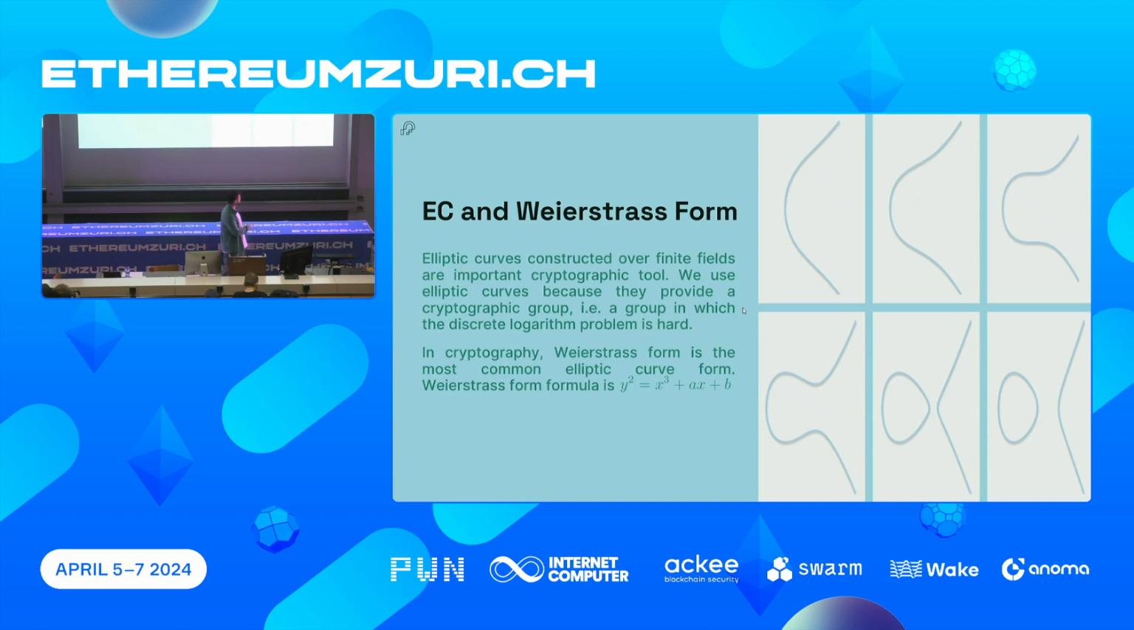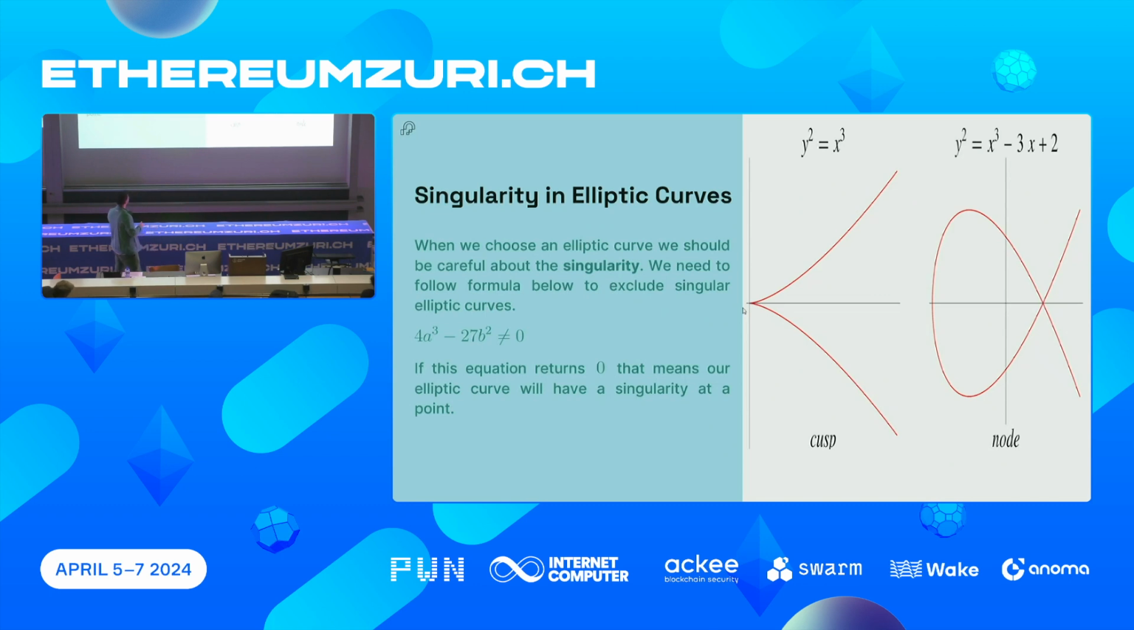So Weierstrass form is one of the most common forms that we use when we build our elliptic curves, as you can see here. There's a special formula for that. When you put numbers to A and B, you will get different kinds of elliptic curves. But of course, there is one special case. You have to be careful about the singularities, because if you, for example, put 0 to A and B, you will get something we call a cusp. Yeah, cusp.